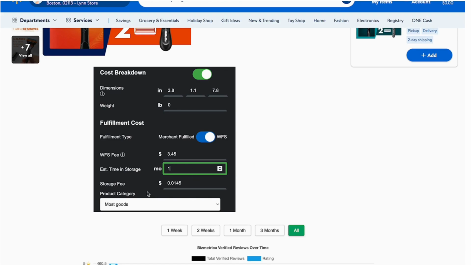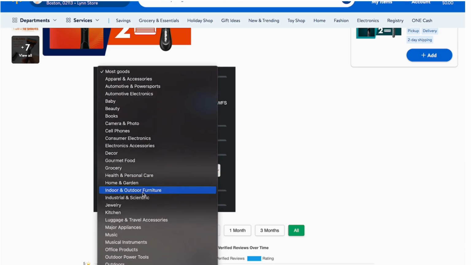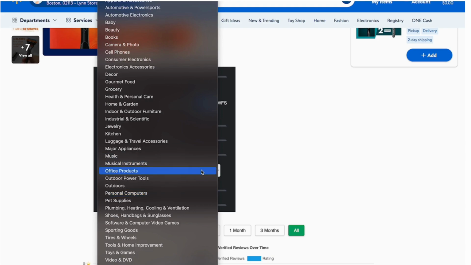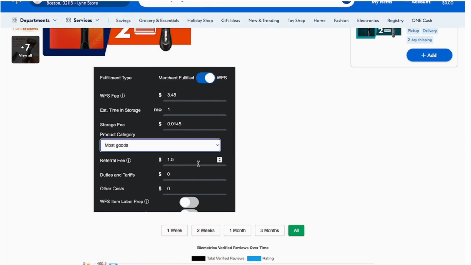Next, we see product category, which you can select depending on what category that product is likely to belong to. Different categories have different referral fees, which is the fee per unit sold through Walmart.com, regardless of whether you use their fulfillment services or not. This is their commission for each sale. Over time, you can create cases through your Walmart account and change categories to lower your fees. Further down, you can input your duties and tariffs fees. If importing your products in bulk from overseas, you can also input other costs specific to your unique business.